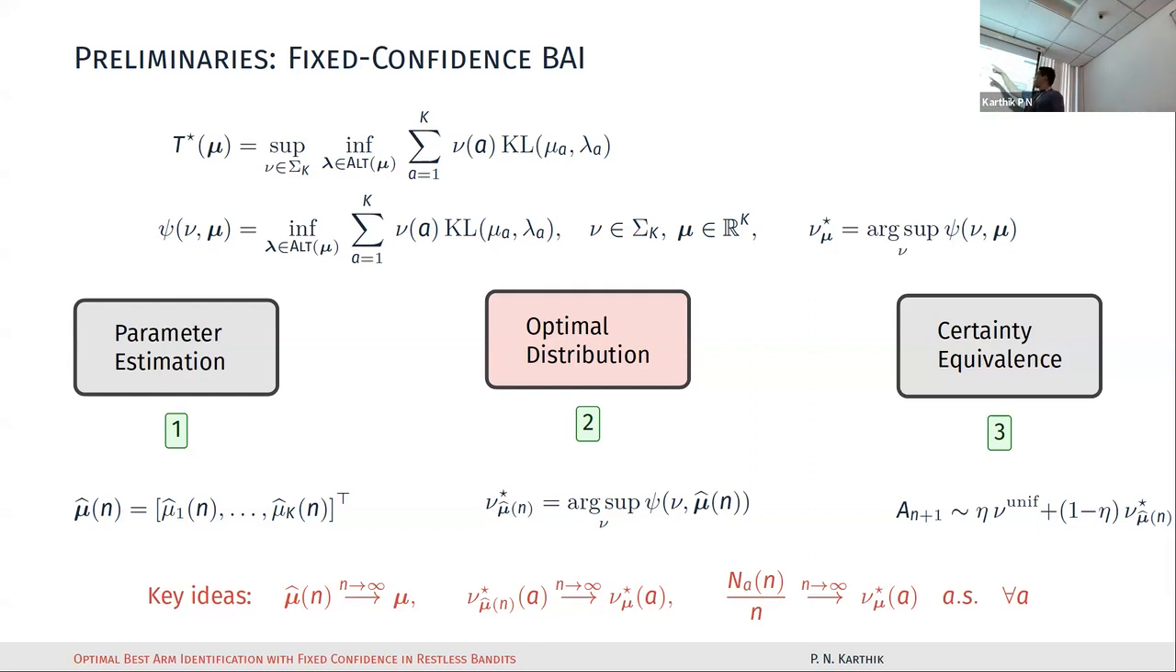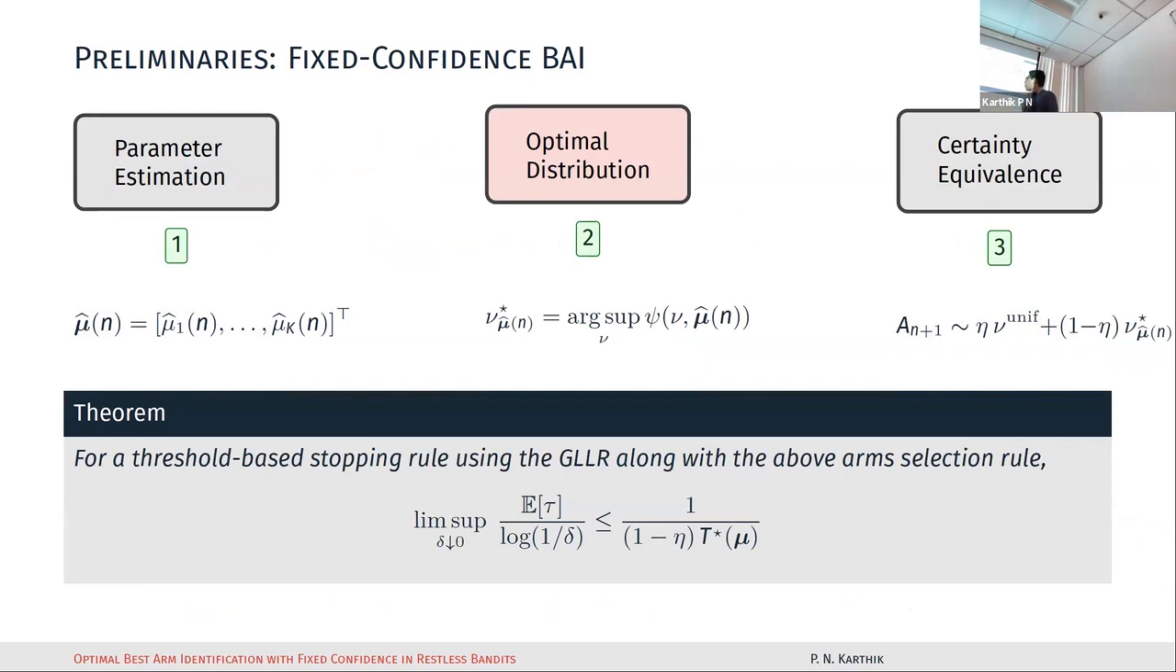Mu star is the optimum corresponding to the lower bound. Mu star is the one which attains the supremum in that expression for T star mu. As long as you can guarantee that the empirical fraction of arm pulls converges to that optimum proportion, these three will help you guarantee that you can get an upper bound like this. The eta comes from the eta mixture. It's a very small thing, you can neglect that eta.